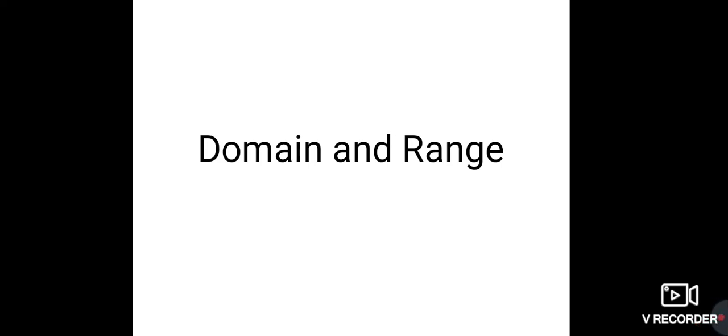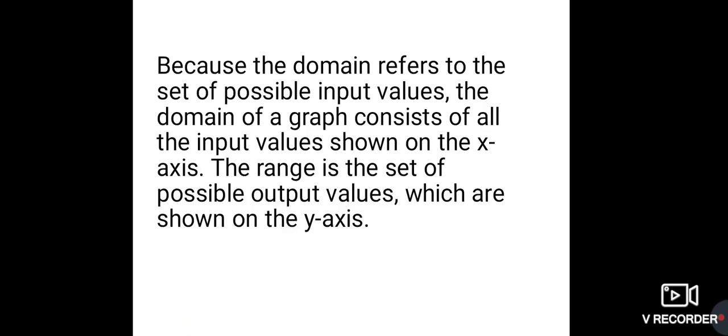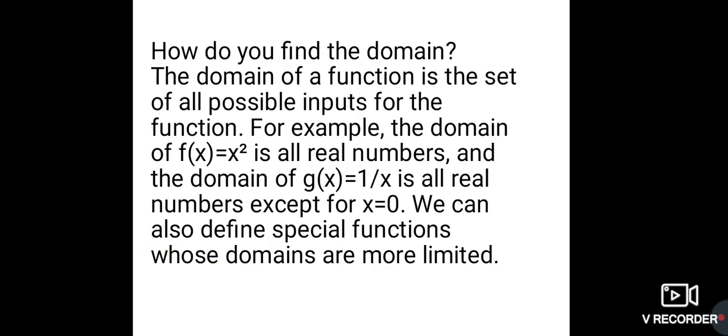So now our topic is domain and range. What is domain and range? The domain refers to the set of possible input values. The domain of a graph consists of all the input values shown on the x-axis. The range is the set of possible output values, which are shown on the y-axis.